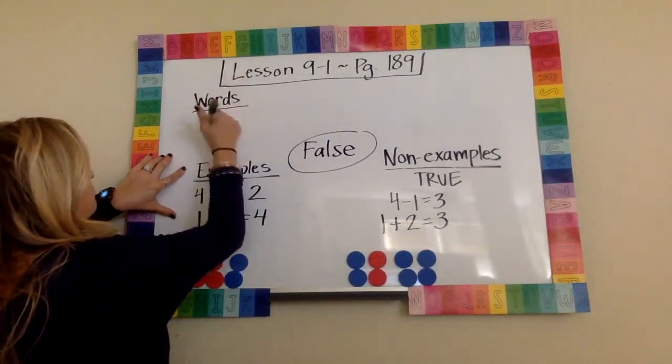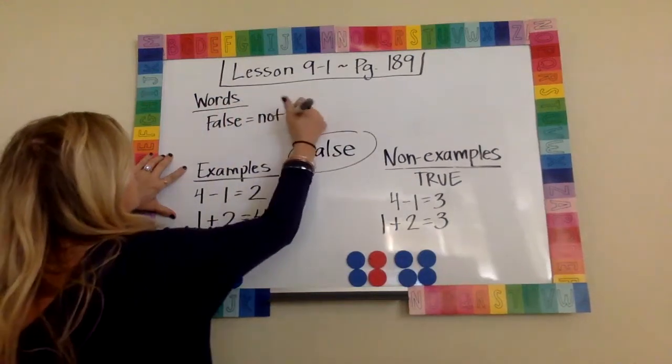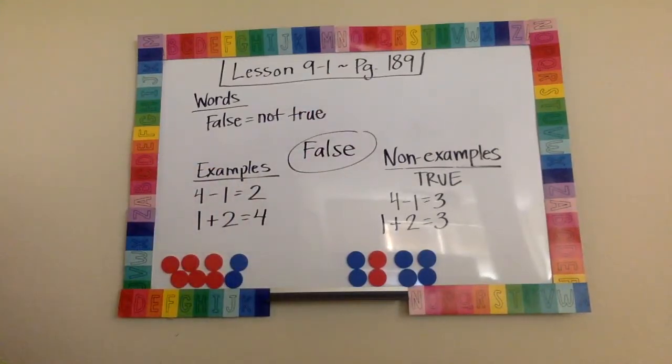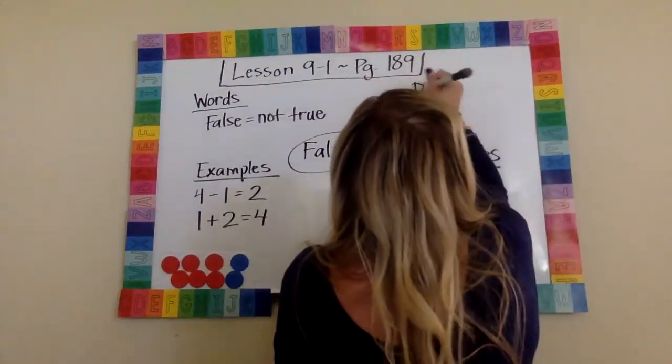And you could write false equals not true. It's the opposite. True and false are opposites. And then over here it says my pictures. I'll just write pictures.